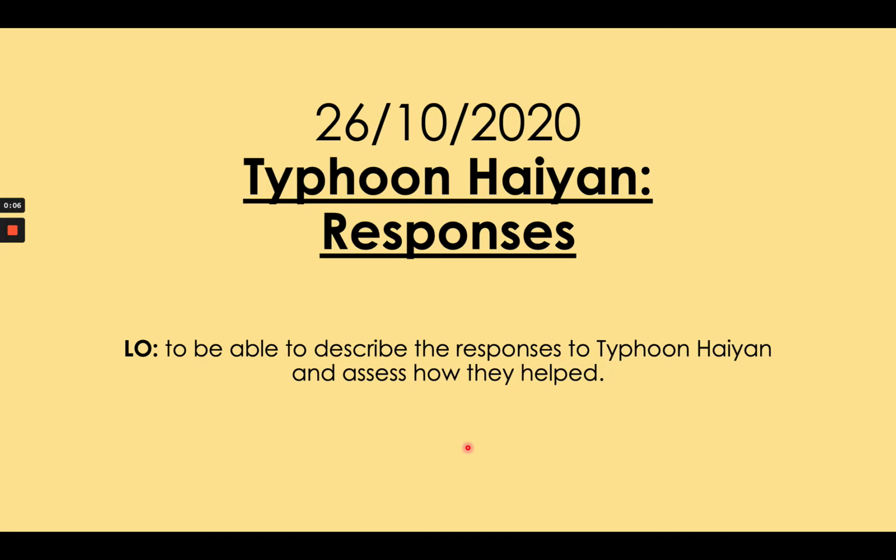In this lesson we will be continuing our study of Typhoon Haiyan, the devastating tropical storm that hit the Philippines in 2013. We will be focusing here on how the country and countries around the world responded to the tropical storm to return lives to normal. Please write the date, title and learning objective and have a pen and paper ready to learn.